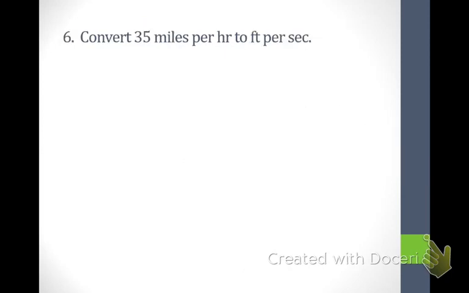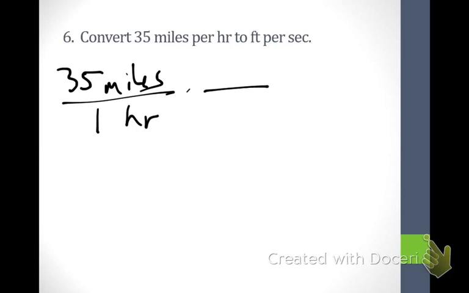Let's see what you got. 35 miles per hour. We want to move that to feet per second. Okay? Okay, we're going to convert 35 miles per hour to feet per second. So, 35 miles per 1 hour. Converting 2 units, I need 2 ratios to convert.